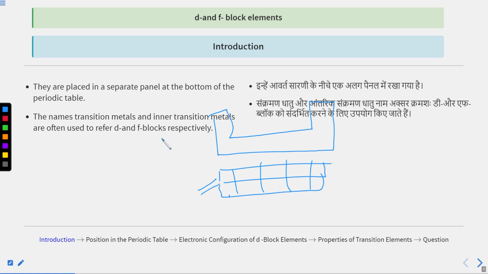Now the names transition element and inner transition element are often used to refer to d and f blocks. This is very important. Okay. So instead of writing d block elements and f block elements, we write transition metals and inner transition metals. So the d block elements, in which the d orbitals are filled, are also termed transition elements, and the f block elements are also termed inner transition elements.